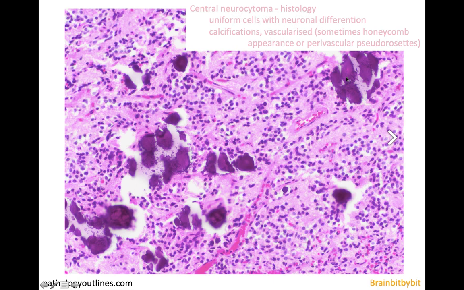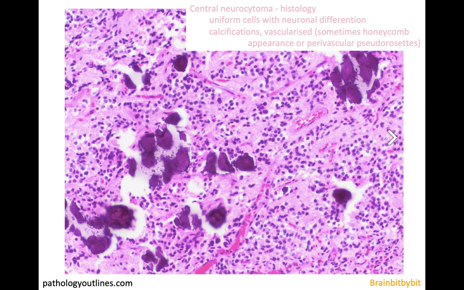The calcifications that you saw on CT can also be seen on histology, and central neurocytomas are moderately vascularized, and if the vascular pattern is a honeycomb pattern, they resemble macroscopically and on imaging an oligodendroglioma, and sometimes it's more a perivascular pseudorosette tumor pattern, and then they might resemble an ependymoma.